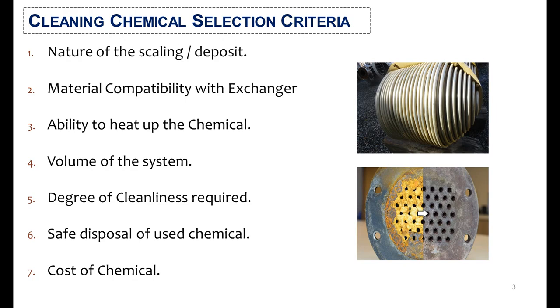Fourth is the quantity of the chemical for the volume of the system. Fifth is the degree of cleanliness required for the specific heat exchanger. Sixth is the safe disposal of the used chemical. And seventh is the cost of the chemical.